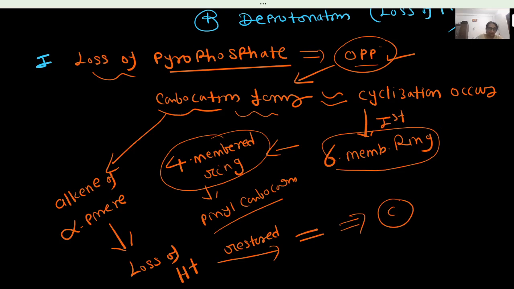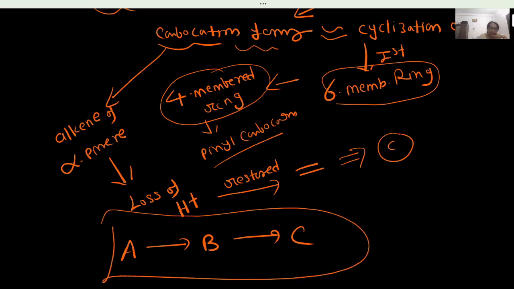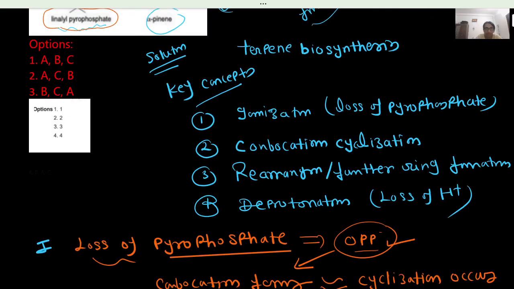So what will be the sequence in the reaction? The right sequence for the formation of alpha pinene is A, B, C. Option number 1 is right. Now match this sequence with the given options. The given option A, B, C matches our answer. That means option number 1 is the correct answer.